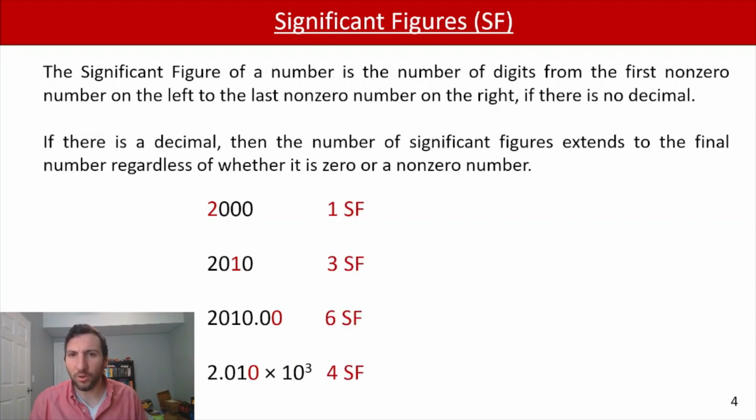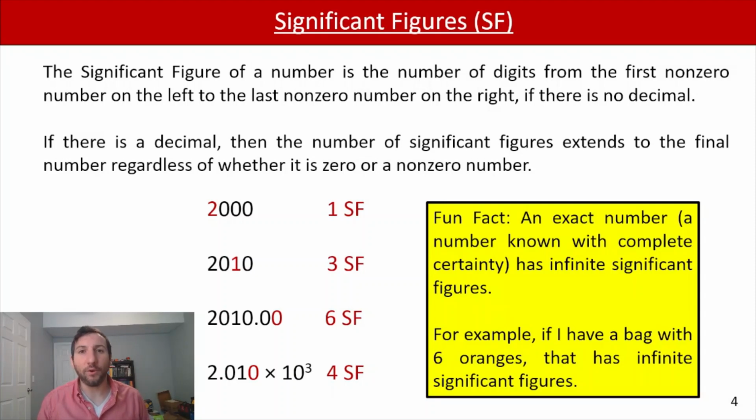And I just included all that right next to these different numbers. Now, a quick little fun fact is that when you have an exact number, so that's a number with complete certainty, it actually has an infinite number of significant figures. One example of that is if I have a bag of oranges, and I have 6 oranges in that bag, that would be an example of having an exact number because I know I have exactly 6 oranges, no more, no less. And in that case, that 6 for the oranges has an infinite number of significant figures.